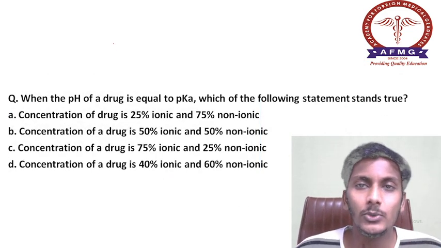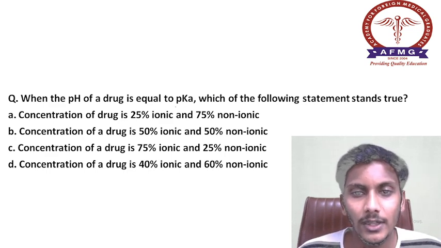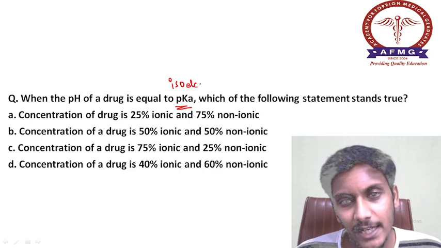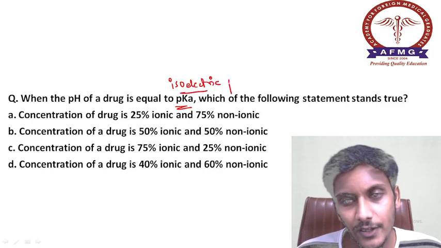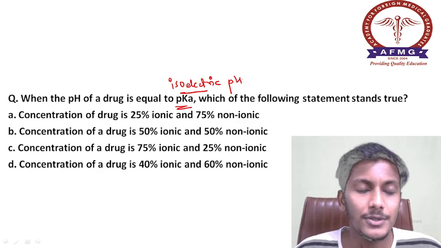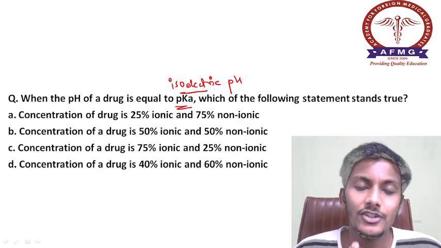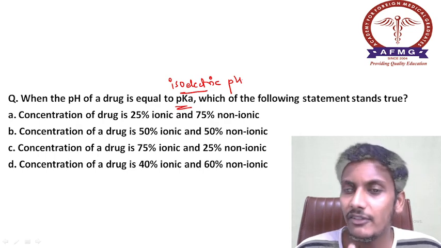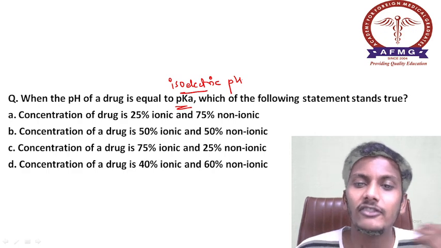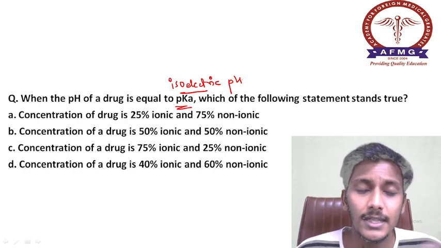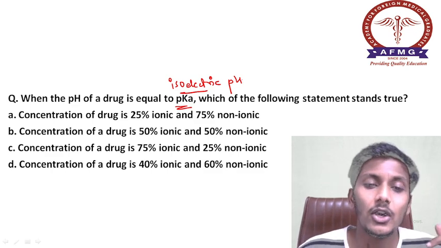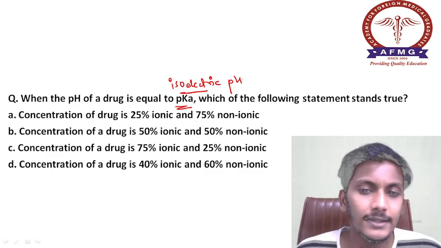Okay, so what is pKa? It is the isoelectric pH, please remember this, of a drug. So which of the following statements stands true? And the options are: option A, concentration of drug is 25% ionic and 75% non-ionic. Option B, concentration of a drug is 50% ionic and 50% non-ionic. Option C, concentration of a drug is 75% ionic and 25% non-ionic. And option D, concentration of a drug is 40% ionic and 60% non-ionic.